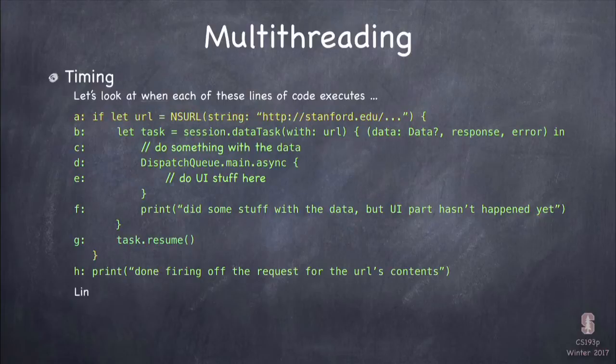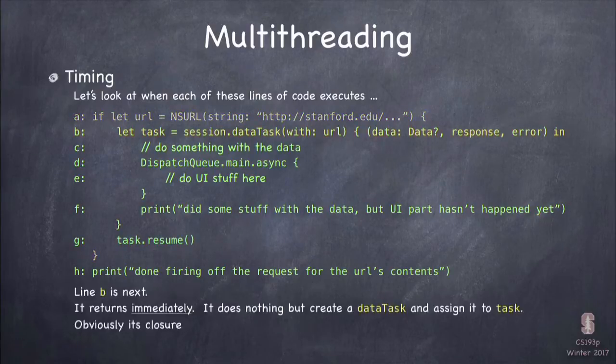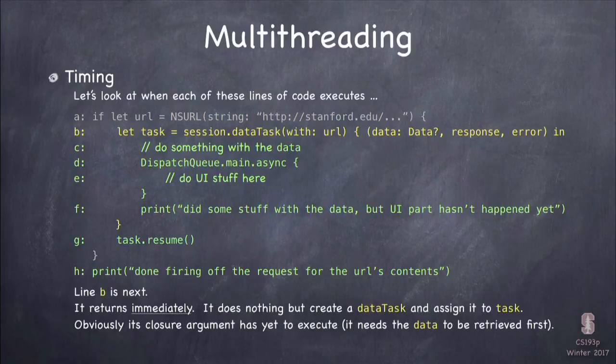So obviously the first line of code is that let URL, get the URL, so now I have the URL. Next we're going to create this data task. This line of code, line B there, returns immediately because all it does is create that data task. It doesn't actually do anything. You pass the closure to it, and this data task thing holds on to it.